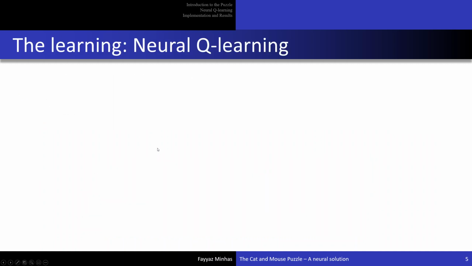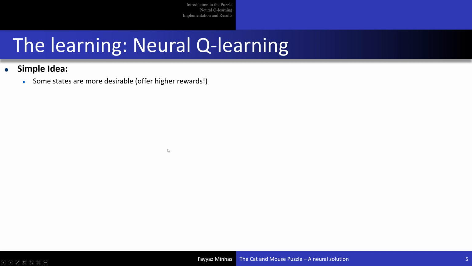And for that, we'll be using a traditional neural network reinforcement learning strategy called Q-learning. And this is a really interesting way of learning from the environment, learning from rewards using neural networks. And the idea is pretty simple.